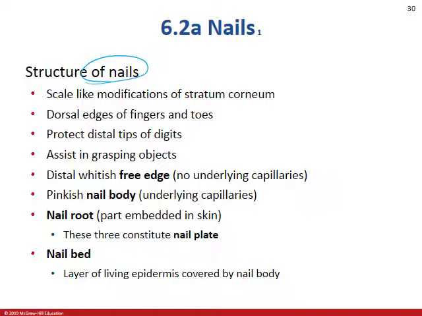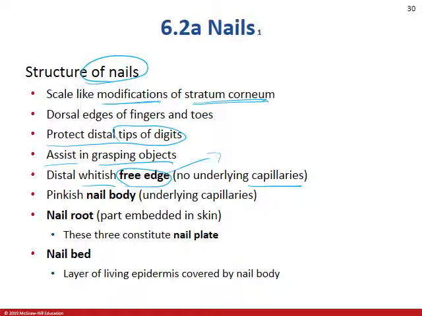Briefly want to talk about the structure of nails. So these are modifications of the stratum corneum, and they actually assist in protecting the tips of our digits, our fingertips, right? They can also assist in grabbing an object. The white kind of free edge means that there's no capillaries underneath, so there's no blood supply. So we can cut these off, right? We can cut off the whitish free edge, we can file it, doesn't cause any pain.